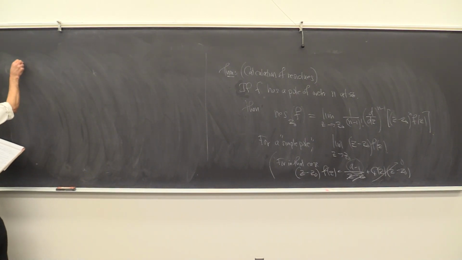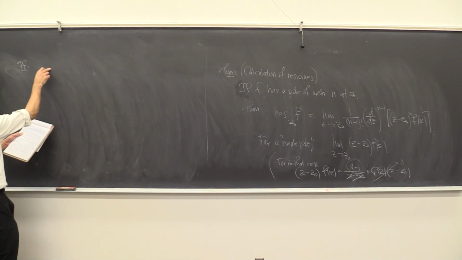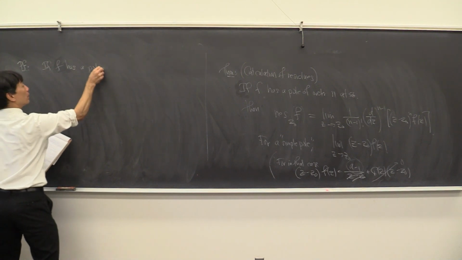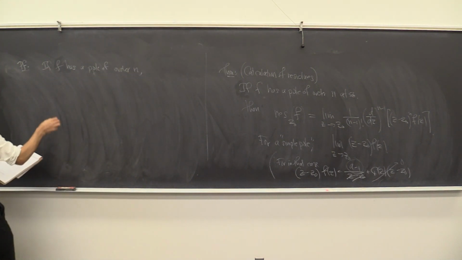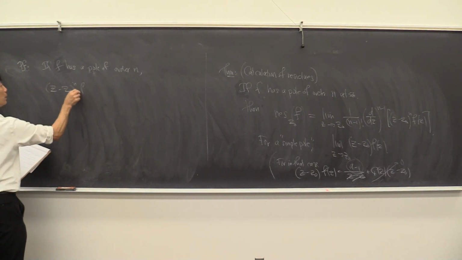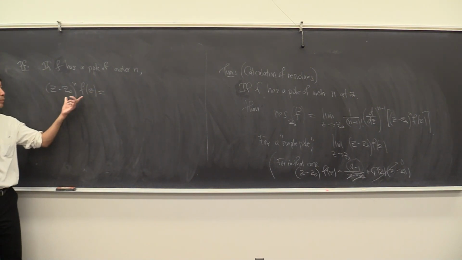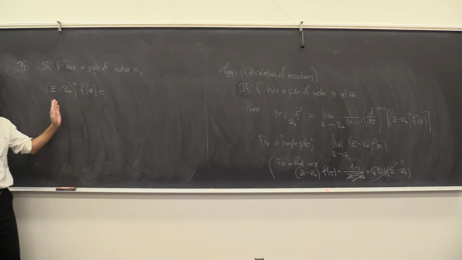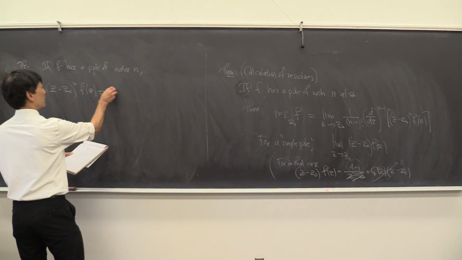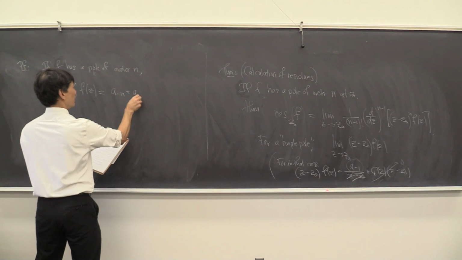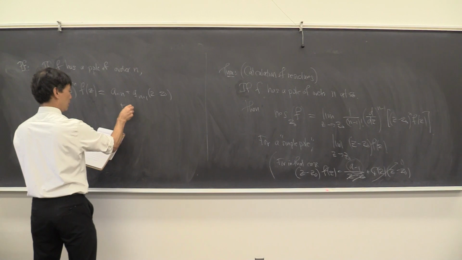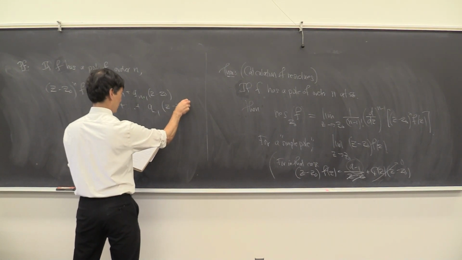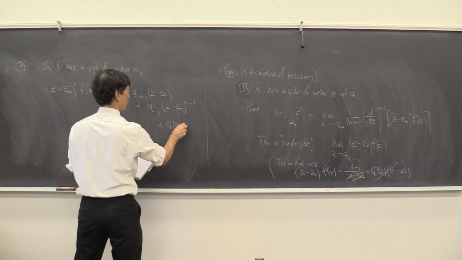If f has a pole of order n, then you know that z minus z naught to the n times f, your power series, starts off from the negative n term. And so what's this going to be? This is going to be a sub minus n plus a sub minus n plus 1 times z minus z naught plus the residue times (z minus z naught) to the n minus 1 plus g times (z minus z naught) to the n.